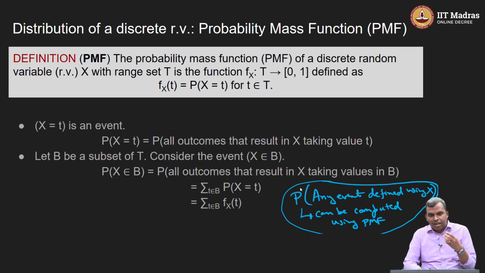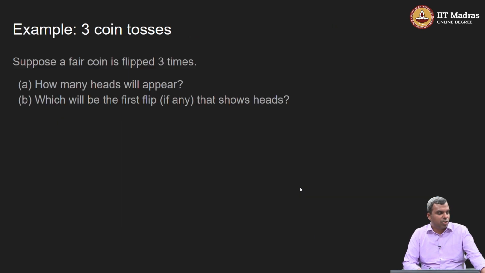You have a random variable, you have any event defined using that random variable, and given the PMF, you can compute the probability of that. So, once you have the random variable and the PMF, you are done. In some sense, you are done. Any event you want to define using that, you can find. Is that okay? So, that is the usefulness of the PMF.